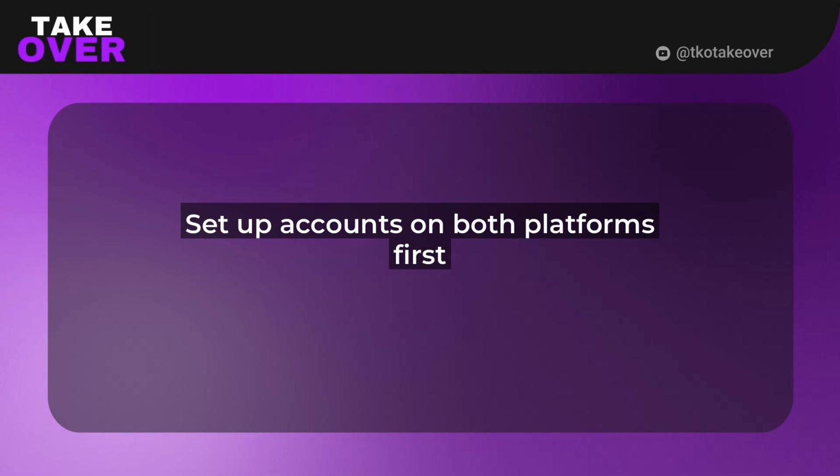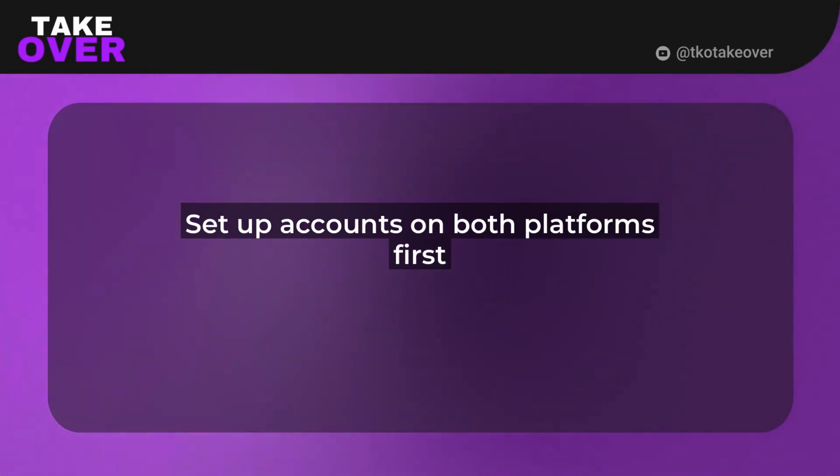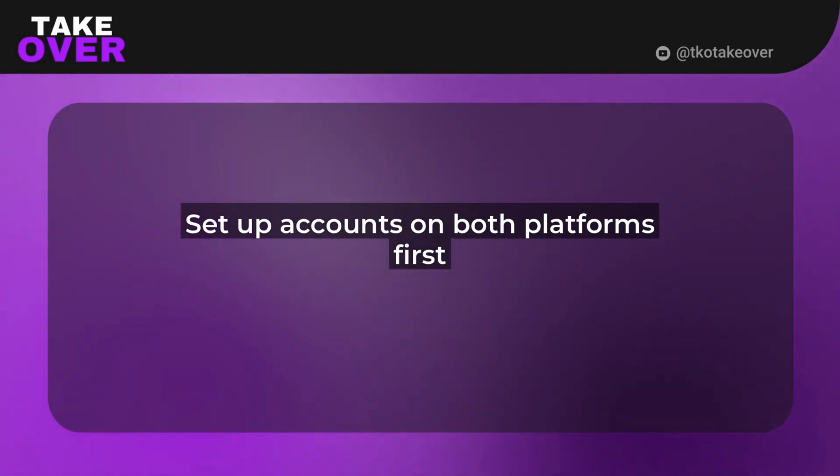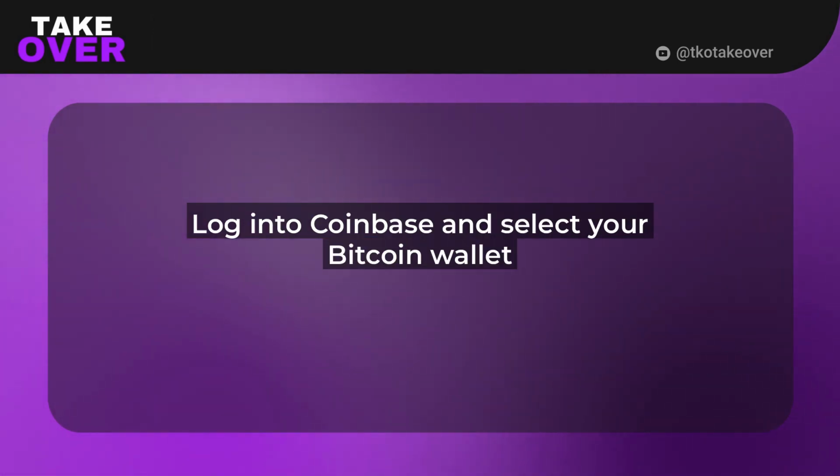Start by opening the Coinbase app or heading to their website on your computer. Log in with your credentials. Remember, security is key, so use two-factor authentication if you can. Once you're logged in, navigate to your dashboard and select your Bitcoin wallet. You'll see your current balance. That's the Bitcoin you want to send.